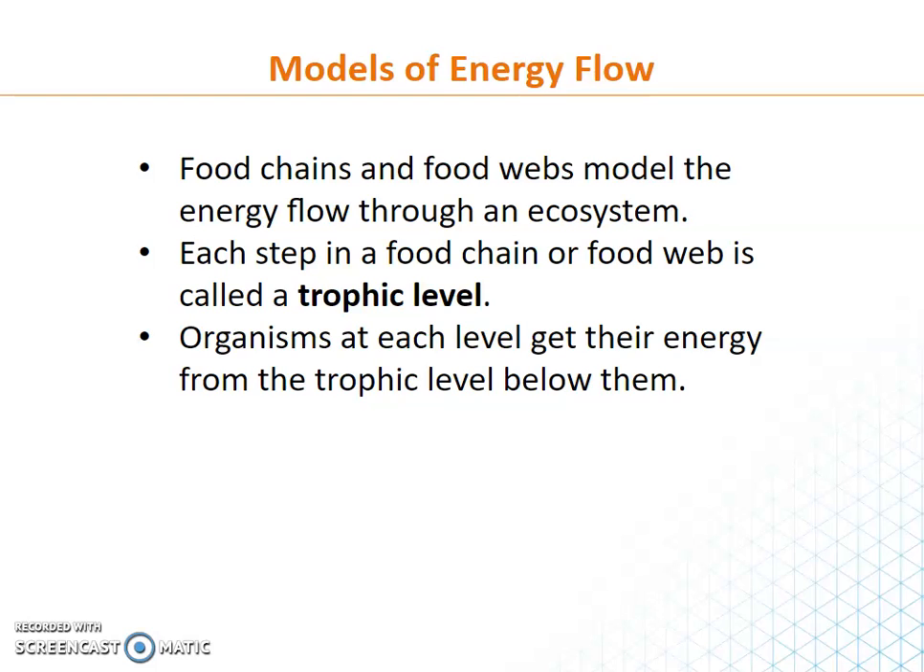Models of energy flow. Food chains and food webs model the energy flow through an ecosystem. Each step in a food chain or food web is called a trophic level. Organisms at each level get their energy from the trophic level below them. So they get the energy that they use to live, reproduce, create babies, wander around in this world that we live in. They get that energy from the food that they eat or from the sun, and then they go through photosynthesis, which is a process that we're going to talk about very soon.